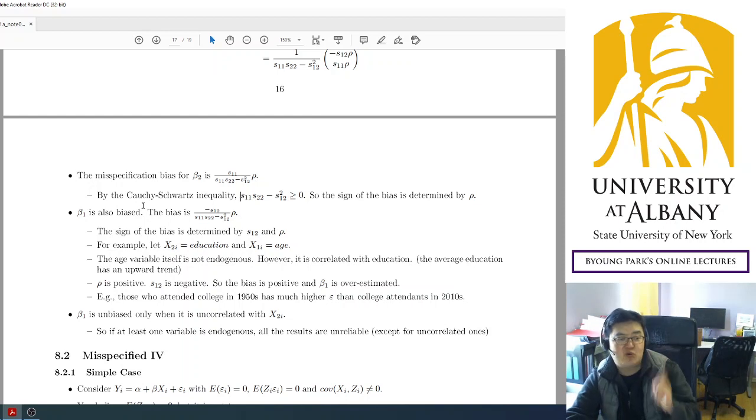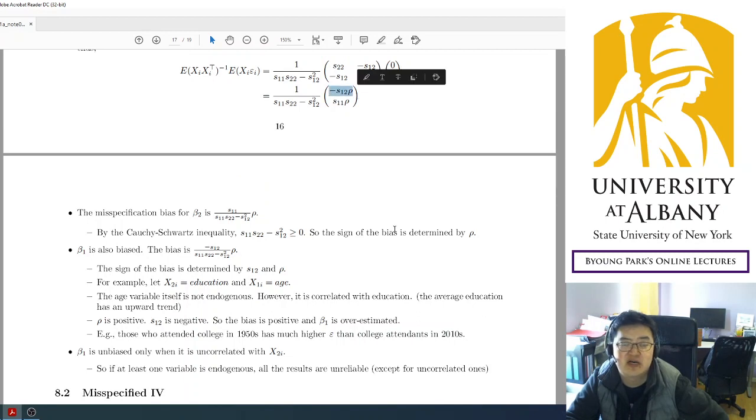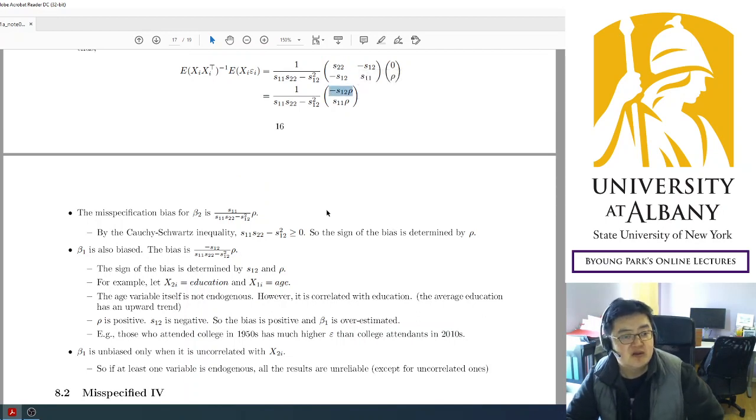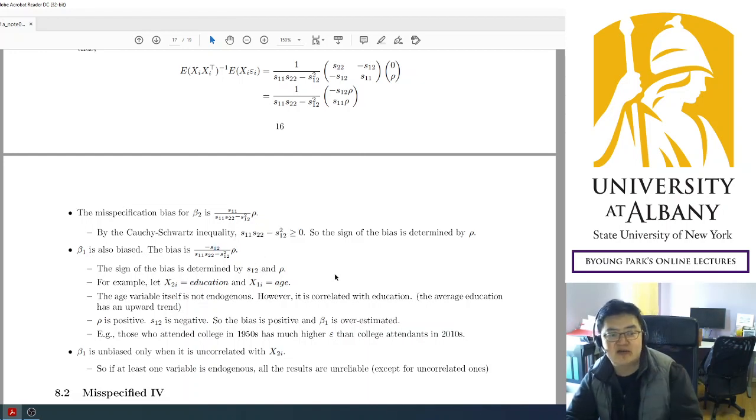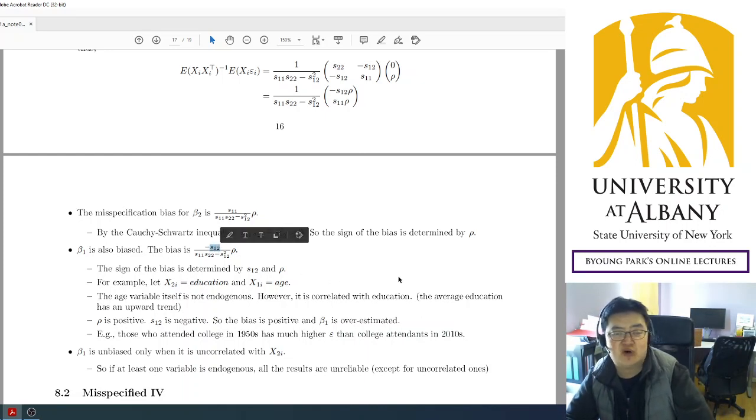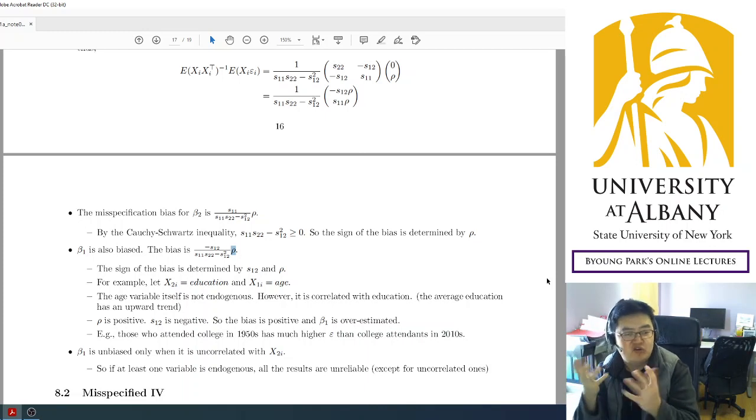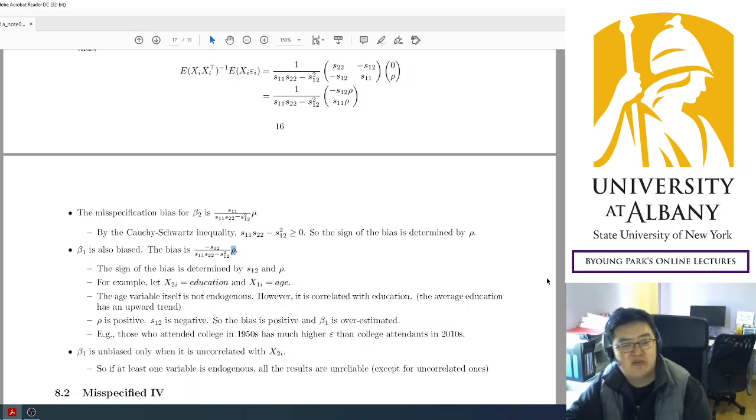And now, the main question is, what happens to beta 1? As you see, beta 1 also has some kind of misspecification bias. The denominator is positive, and the numerator is minus S12 rho. So the sign of the bias is determined by two things. S12 is the covariance between x1 and x2, which can be negative or positive, and rho is the covariance between x2 and epsilon. So you have two things at the same time, and let's think about this example.